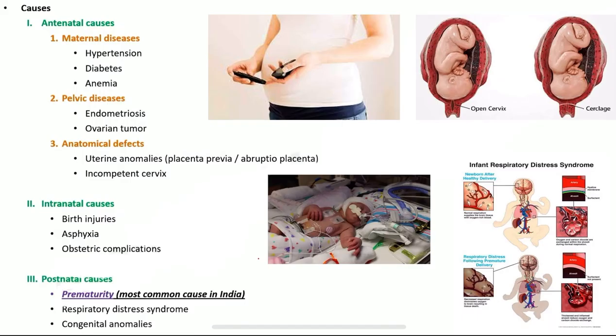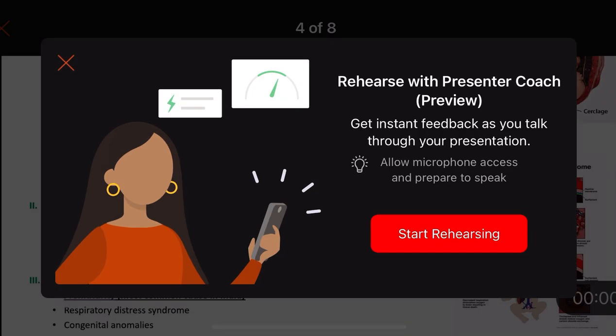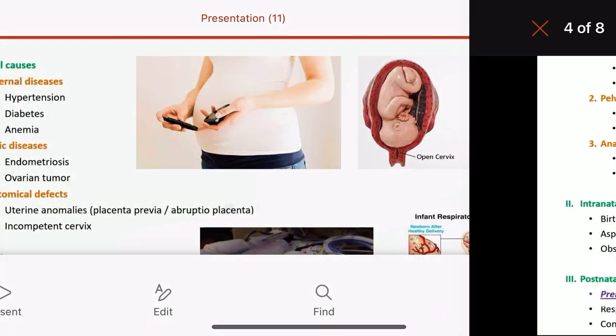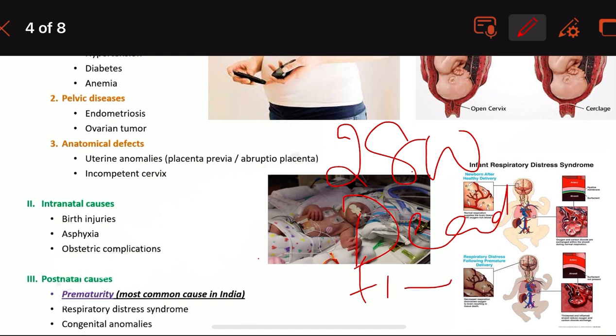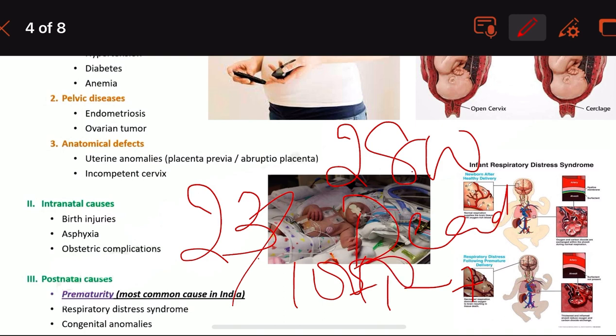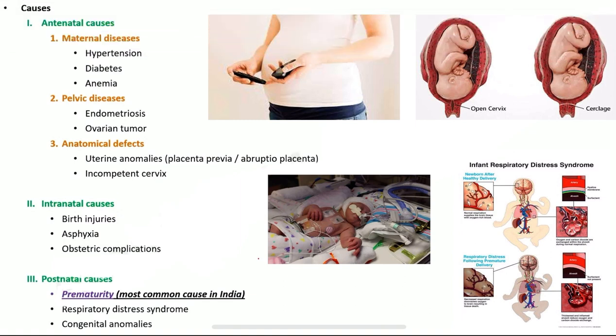Now we move on to the causes. So what is the cause of this death? We saw that the babies are dying from 28 weeks of gestation. Some dead babies are being born, stillbirths are occurring, plus the babies are dying in 1 to 7 days, and 23 babies out of 1000 are dying. So what is the cause for the death of these babies is what we are going to discuss. The causes include antenatal cause, intranatal cause, and postnatal cause.